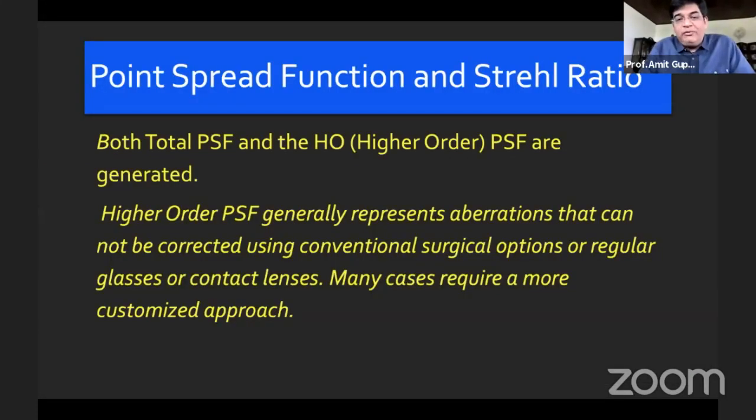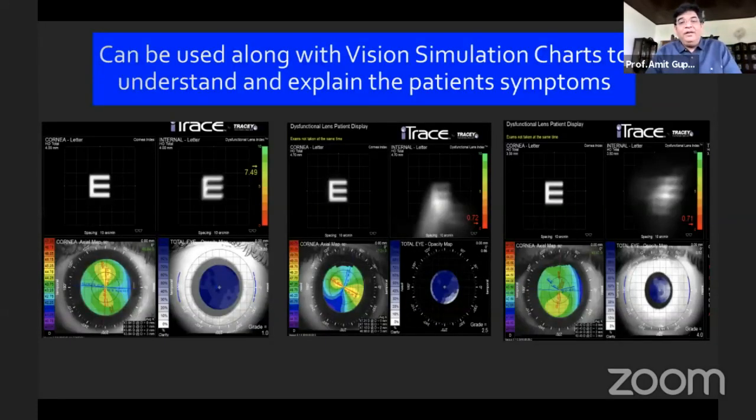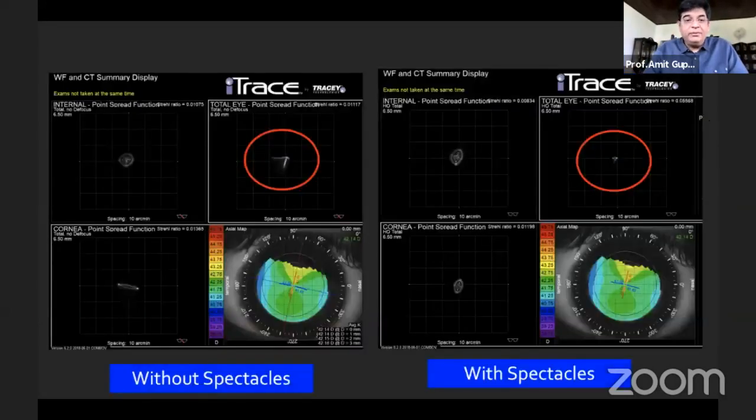And the point spread function is calculated for both the whole of the eye as well as for the higher order aberrations. Now, what is the importance of that? The importance is that higher order point spread functions cannot be easily corrected, and they may require a customized approach. They can be used along with visual simulation charts to understand and explain the patient's symptoms.